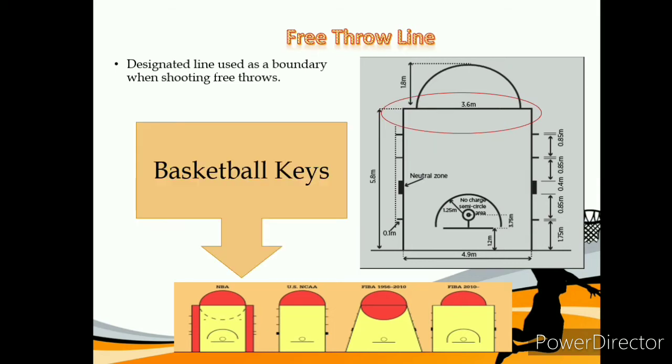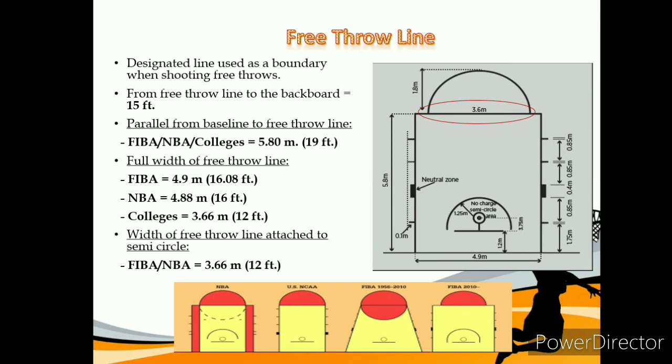In the example right here, you can see the different sizes of a basketball key. Unlike in FIBA or the NBA, the free throw line width of a college basketball court is much shorter. It is only limited within the half circle. Lastly, the width of a free throw line attached to the semicircle in FIBA and NBA basketball courts is equivalent to 3.66 meters or 12 feet long.